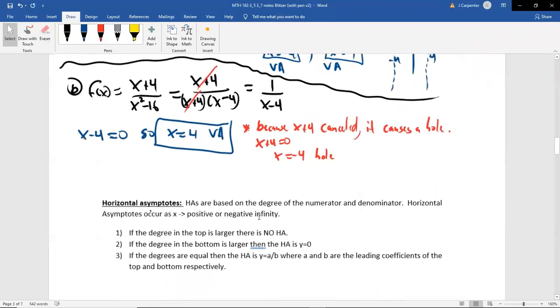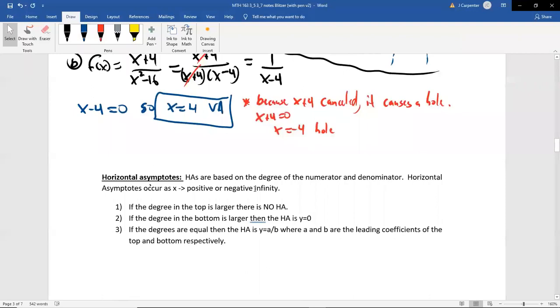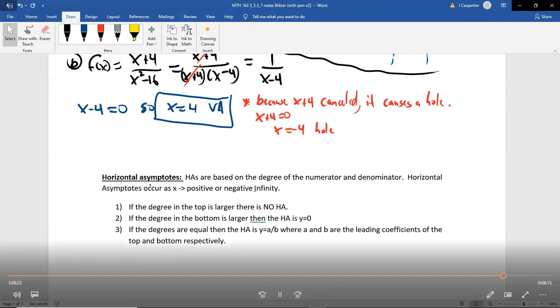Horizontal asymptotes, the other ones. So vertical asymptotes are found by setting the bottom equal to 0 after reducing. Horizontal asymptotes are completely different. Horizontal asymptotes are based on the degree of the numerator and the denominator, and that's it. Degree meaning just the largest term. So we're only looking at the largest term of the top and bottom, and by largest I mean the term with the biggest exponent. So you find the term with the biggest exponent at the top, you find the term with the biggest exponent at the bottom, and that's it. If you've got 5 or 6 or 17 terms in the top, ignore them all but the biggest one. Same thing in the bottom.